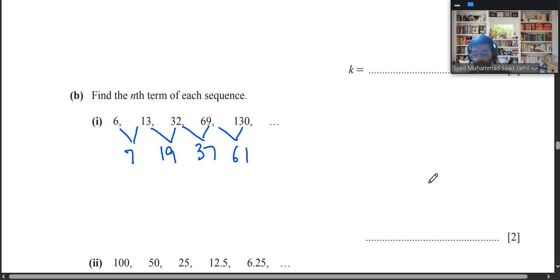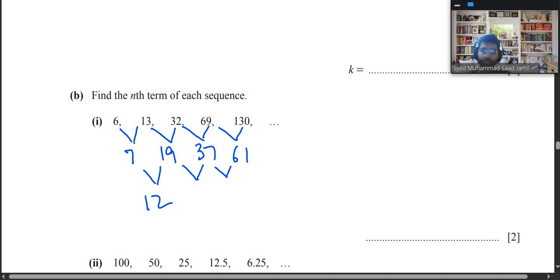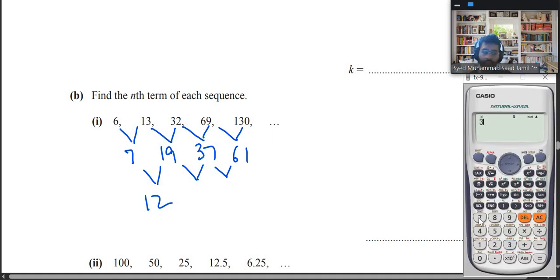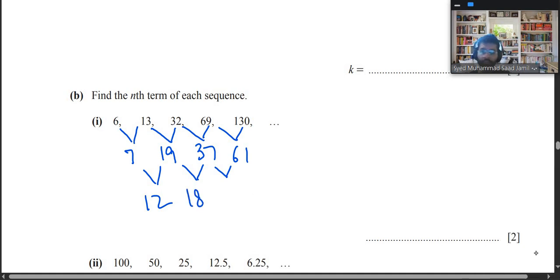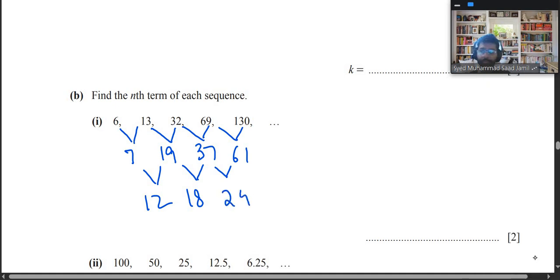Okay. So now it says find the nth term of the sequence. We will calculate the differences again. Let's see what the differences are now. So 19 minus 7, it's 12. 37 minus 19, it's 18. And 61 minus 37, it's 24. Okay.